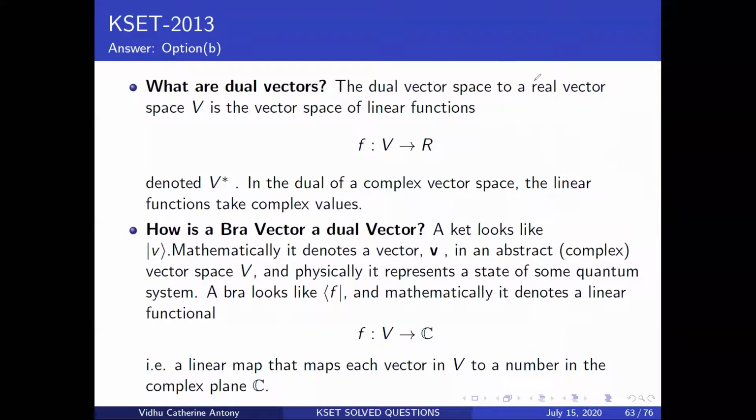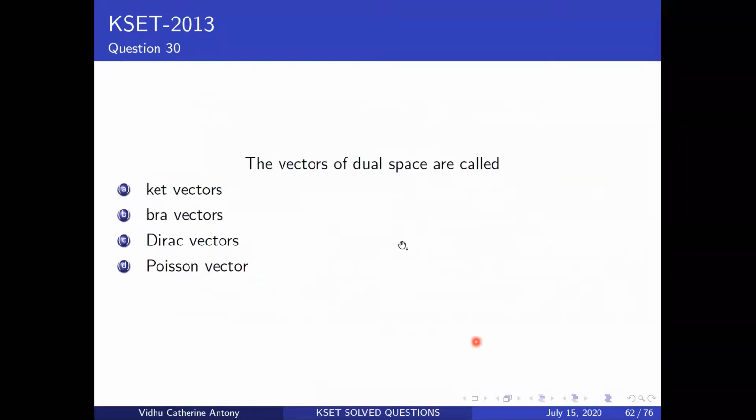Now it's confusing because initially I thought I had to write this as a Dirac vector, because this bra-ket notation is usually called Dirac notation. But on second thought, they're asking for the dual of the other vector, right? So when we go back to the question, they've asked for the vectors of the dual space.